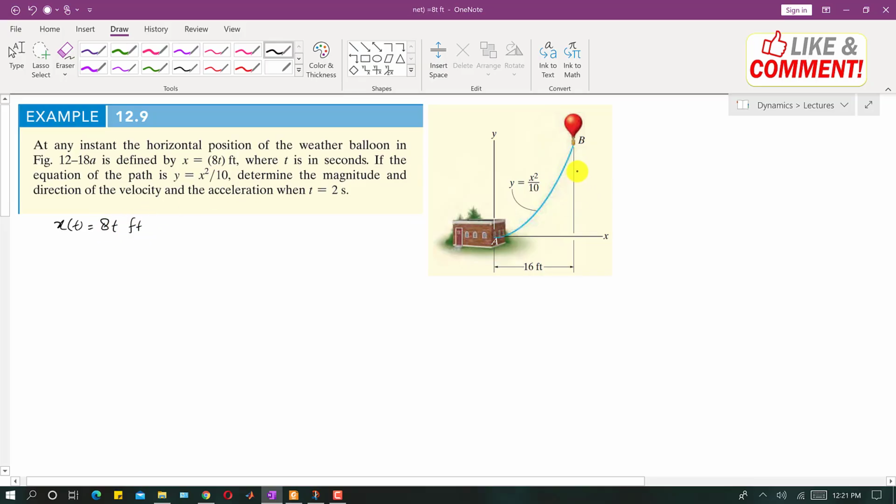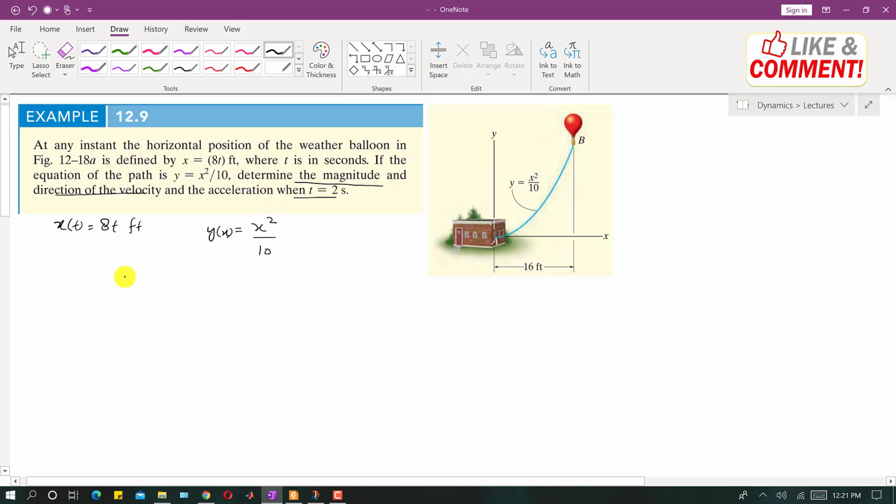The motion of the balloon along x is given as a function of t, and similarly the motion of the balloon in the y direction is given as a function of x. So y of x is x squared divided by 10. And we are asked to determine the magnitude and direction of the velocity and the acceleration when t is 2 seconds.